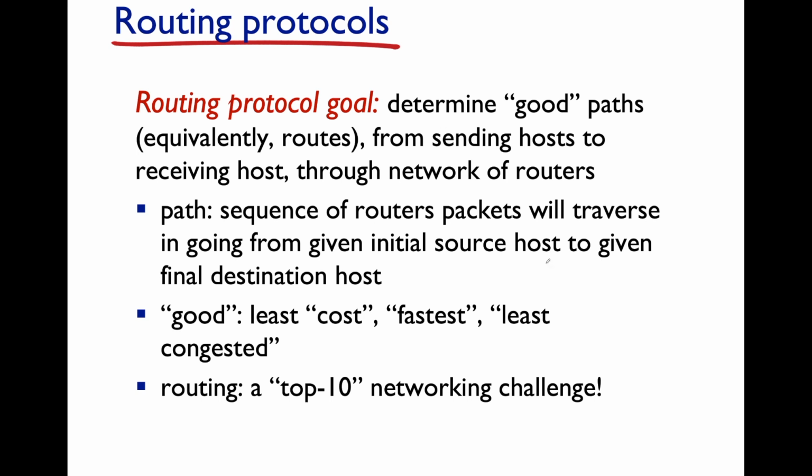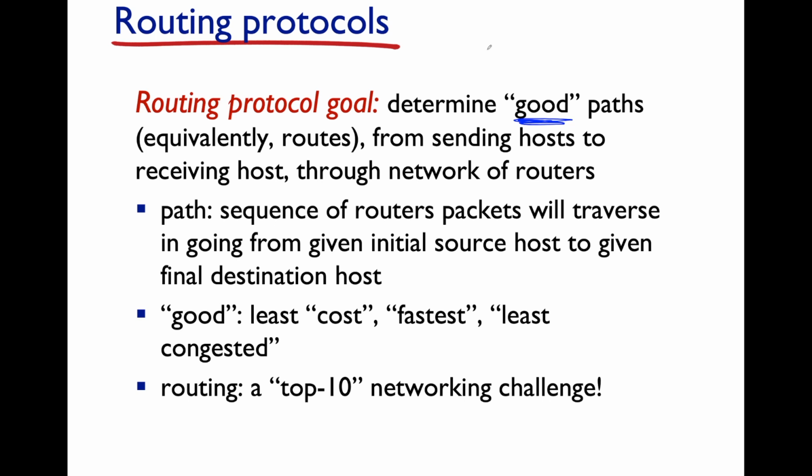Okay, so what is a routing protocol? The goal of a routing protocol is to determine so-called good paths, and good can mean many different things. And these paths are called routes, and it's the set of links you traverse, or hops, going from the sending host to the receiving host. And intermediate between the sender-receiver endpoints, you have a sequence of routers, each one of which stores and forwards this datagram along a path.